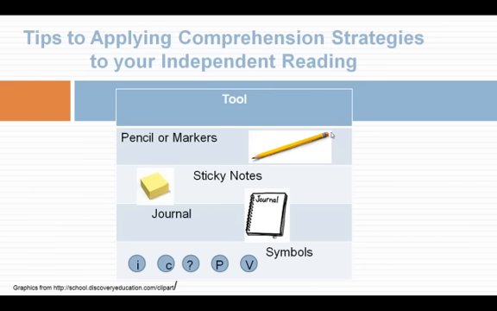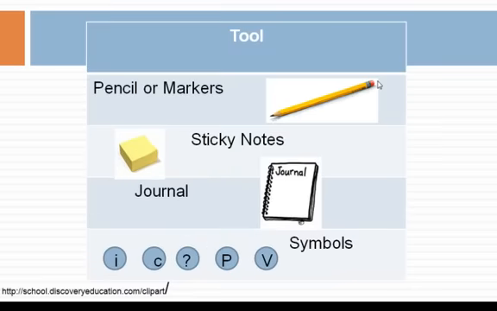These are some tips to applying comprehension strategies to your independent reading. The different tools listed here, one is pencil or markers. To use pencil or markers, you really have to make sure that it's your own book and that you don't mind. If you don't mind and the book belongs to you, you could use a pencil or a marker in the margins of the book to write down the strategy you used and then what it was. For example, if you had a question, using your symbol as noted below with your question mark in a circle and then writing down what the question was.